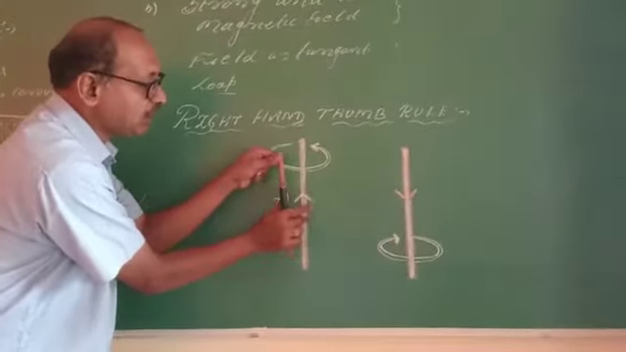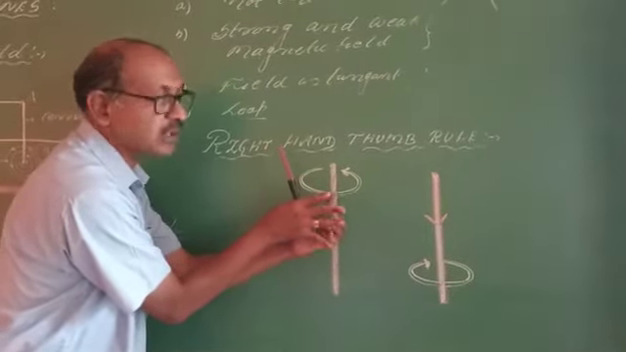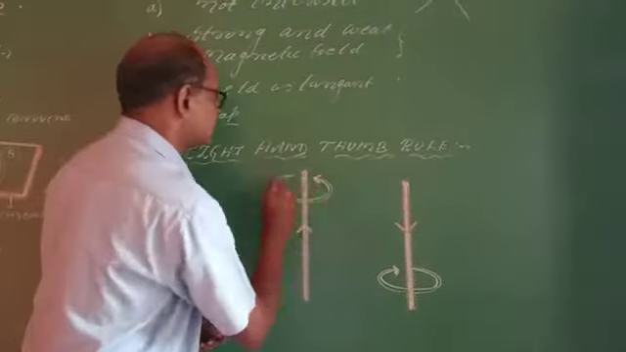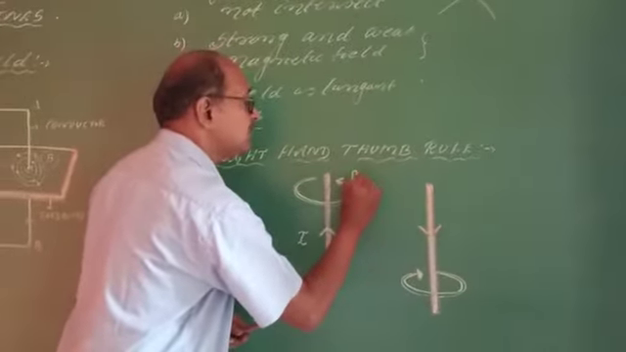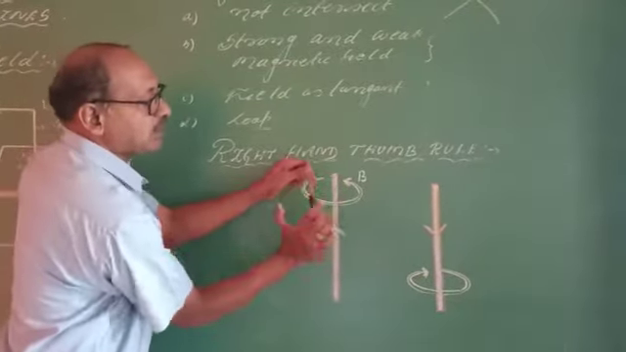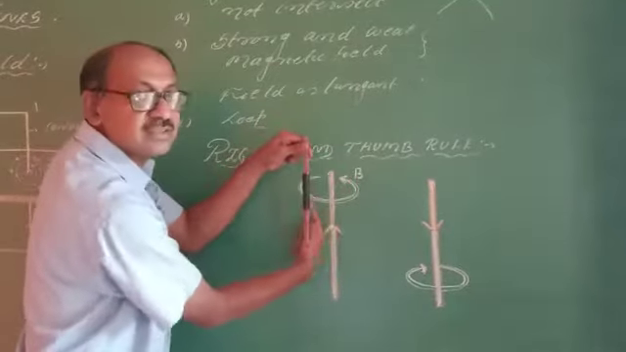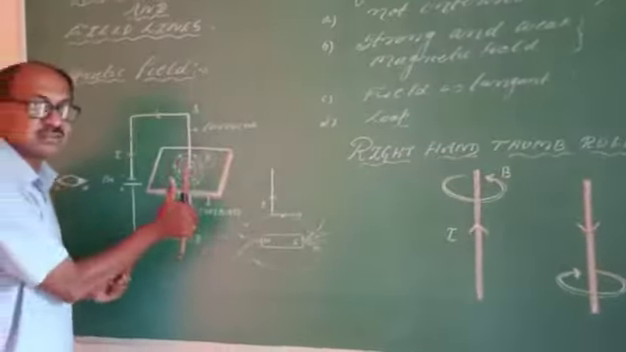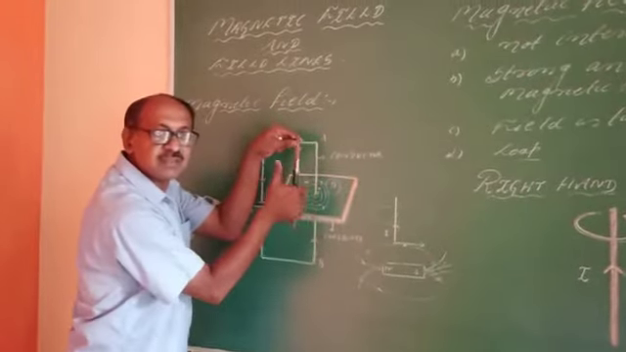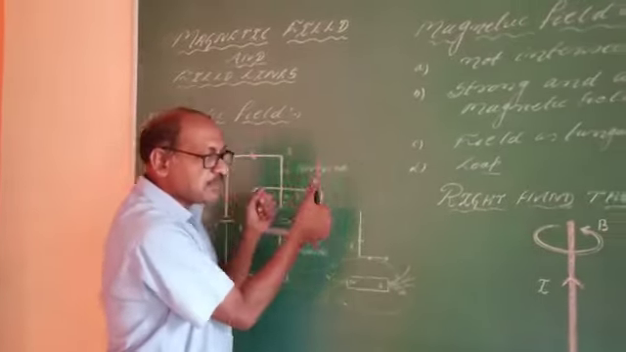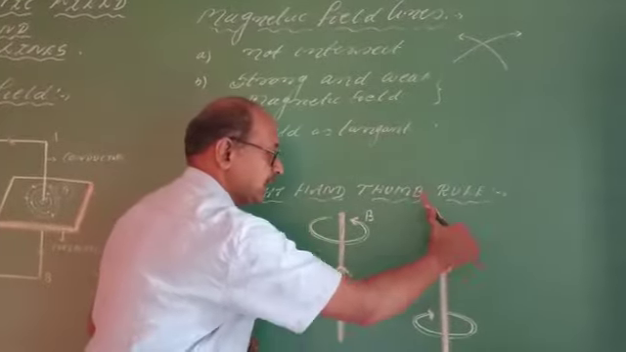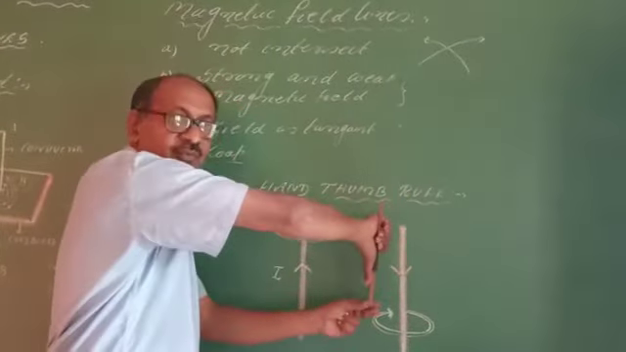Then all the other fingers show the direction of the magnetic field. I will write this: the direction of the magnetic field is B. Look at this, it is flowing in this direction. See the diagram here also, it is the same as this one. It is revolving around like this. This is the thumb. Now I am changing the direction of flow of the current, and it happens in this manner. Do you agree with me?